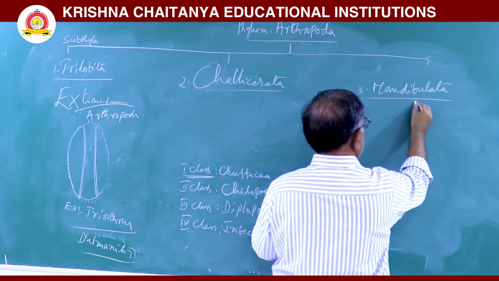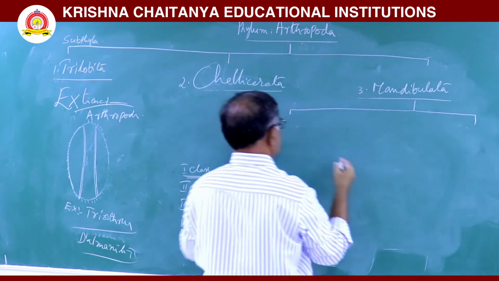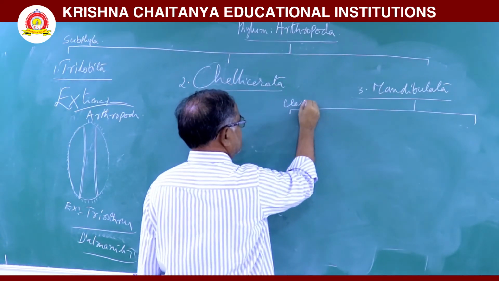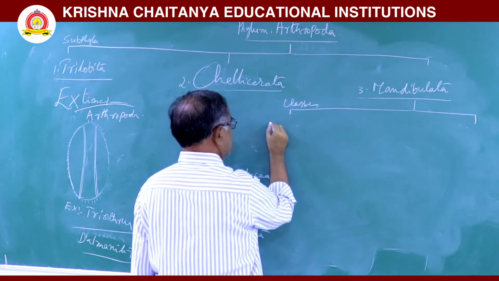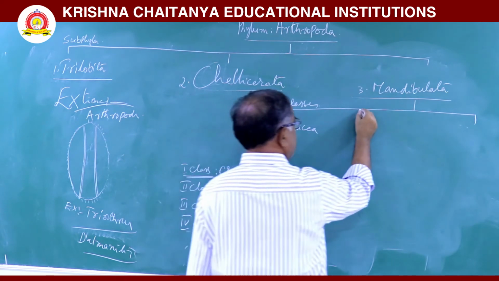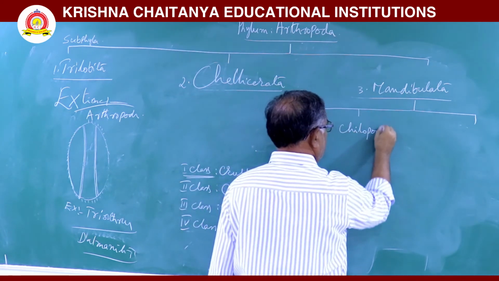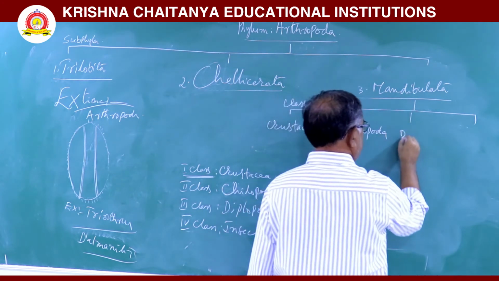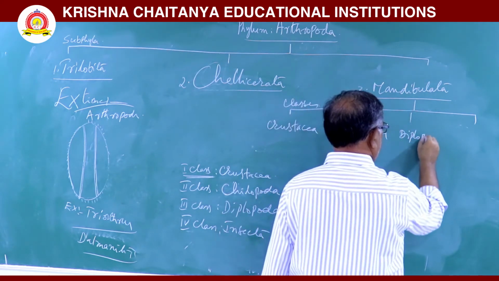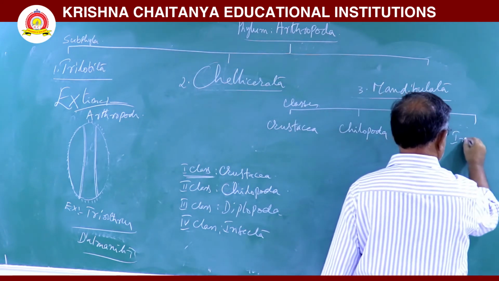Mandibulata is further classified into four classes. One is Crustacea. Second one is Chilopoda. Third one is Diplopoda. Fourth one is Insecta.